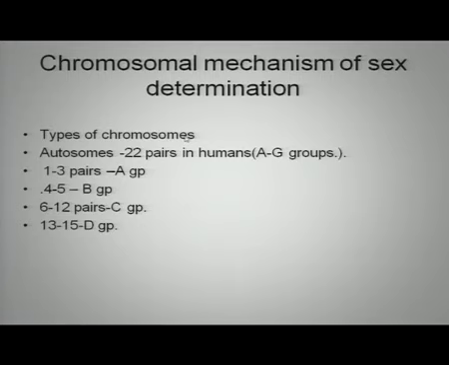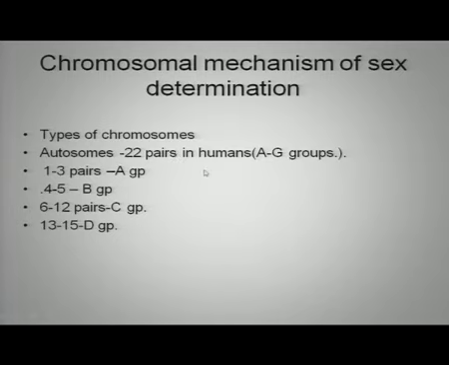Types of chromosomes. As you all know that in the body of an organism, for example, here in human beings, there are 22 pairs of autosomes and 1 pair of sex chromosomes. So, autosomes and sex chromosomes are present. Autosomes will control the bodily characters of an organism, and sex chromosomes will control the sexual characters of an organism.